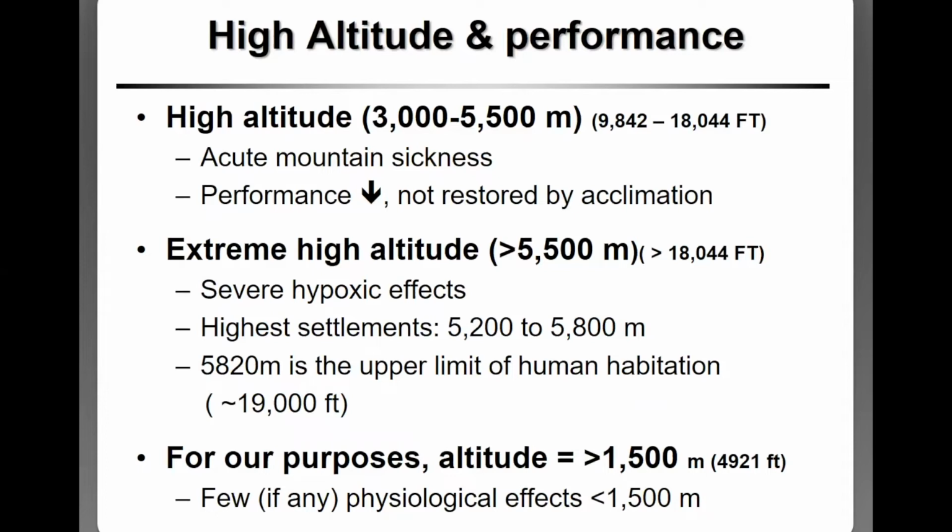Their physiology is different, meaning their thoracic cavity is going to be a bigger proportion in comparison to their total body versus lowlanders. Their hematocrit's going to be higher. So their physiology is going to be quite different from lowlanders, which allows them to reside at altitude. So for our purposes for the class, we'll define altitude as anything greater than 1,500 meters.